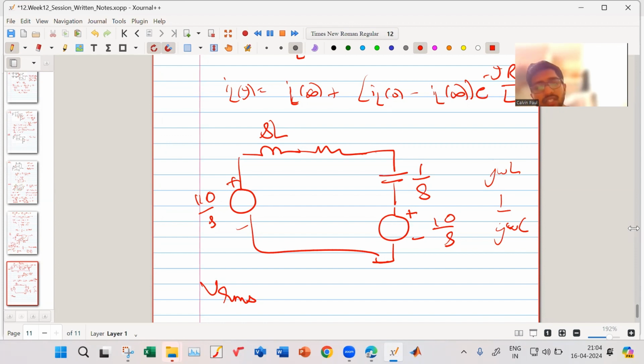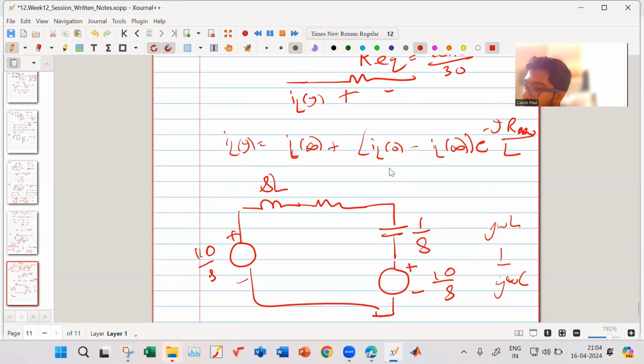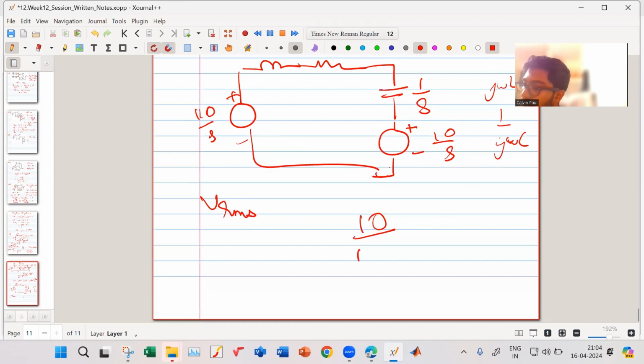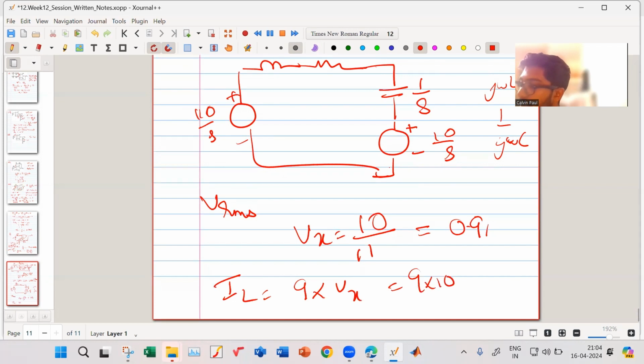Then Suresh Babu is asking how to solve numeric answer questions. My recommendation is to keep answers as fractions instead of writing them as decimals. Instead of writing 1.9 something, use a fraction. If your Vx is 10 by 11 and your IL is 9 into Vx, then it is 9 into 10 by 11, and then you solve. For numeric answer types, keep it in terms of fractions and solve.